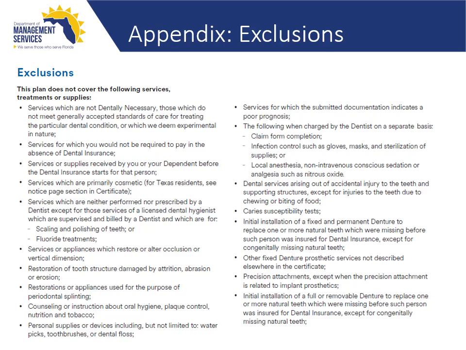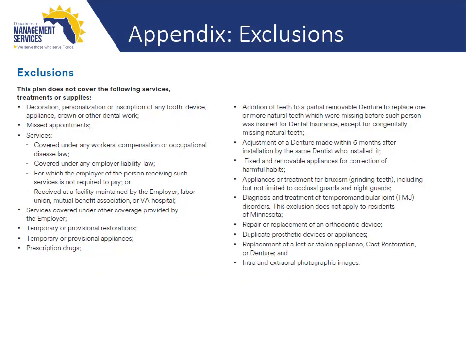Initial installation of a full or removable denture to replace one or more natural teeth which were missing before such person was insured for dental insurance except for congenitally missing natural teeth. A full list of exclusions can be found in your plan certificate. You can visit www.metlife.com/stateoffl to view your plan specific certificate. Decoration, personalization, or inscription of any tooth, device, appliance, crown, or other dental work.